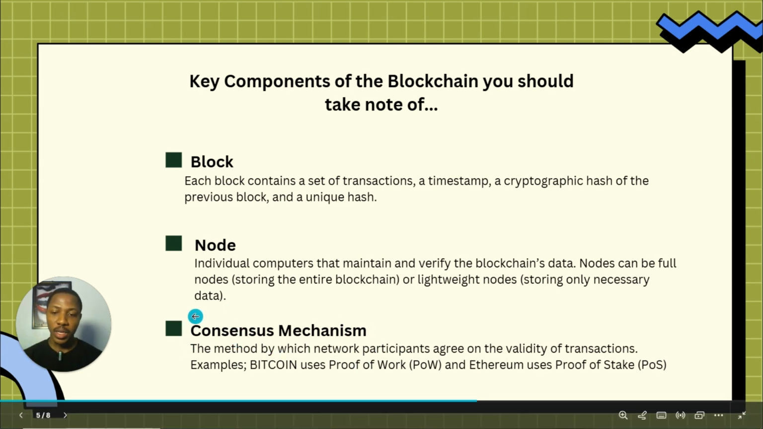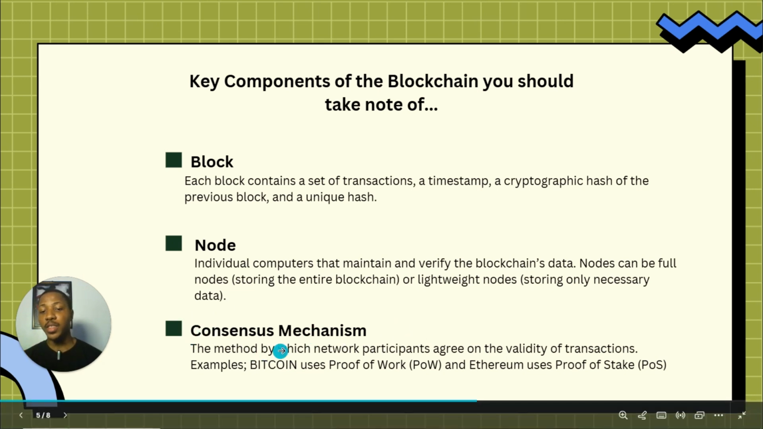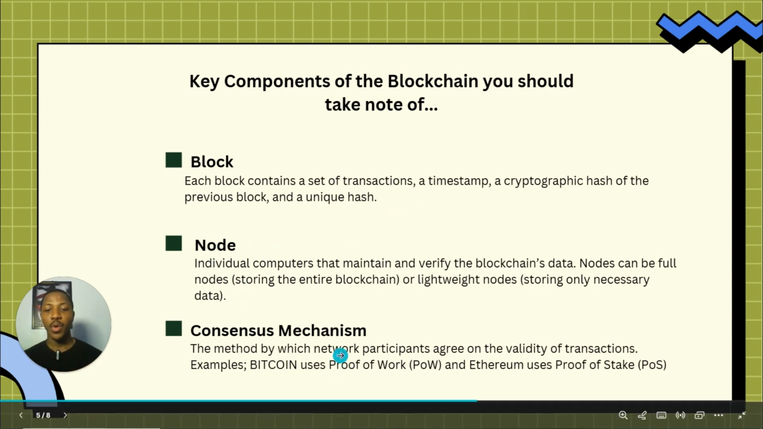I want you to pay good attention to this component called a consensus mechanism, because it's the method by which network participants, and these network participants are these nodes, agree on validating transactions on the blockchain. Now, when we talked about Web 2, we said there is a central authority that decides how everything happens on the internet. For instance, in the financial system, we have the bank. They decide which transactions go through and which don't. But in Web 3, where there's no central authority, how is it done?